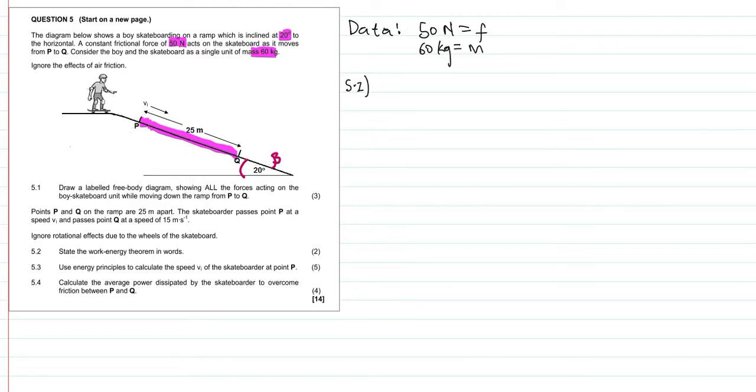5.1. Draw a labeled free body diagram showing all the forces acting on the boy skateboard unit while moving down the ramp from P to Q. So our free body diagram must be based on this slope here or on this surface. So let's say the object is here. We're going to have N, we are going to have a weight W, and we were told that there's friction. This is your F. So this is it.